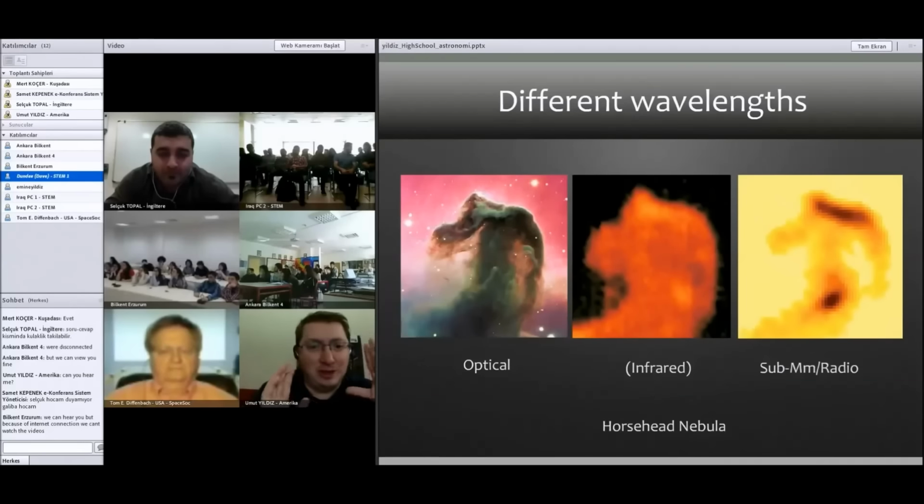One thing that you need to get from this slide is that you can put different instruments on the telescopes, and with different types of instruments, you see different things in the same region. In this picture, in the optical, you see this on the left, and if you put an infrared instrument on the telescope, you see this, and if you have a radio telescope, you see the one on the right. They are completely different pictures, and you can analyze and understand different things in these regions.